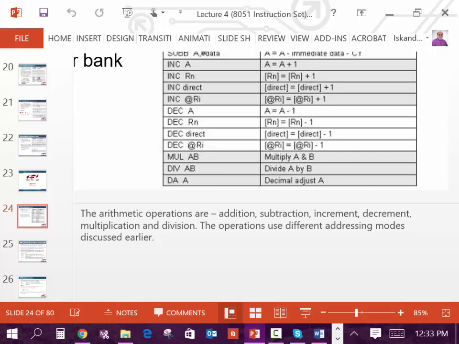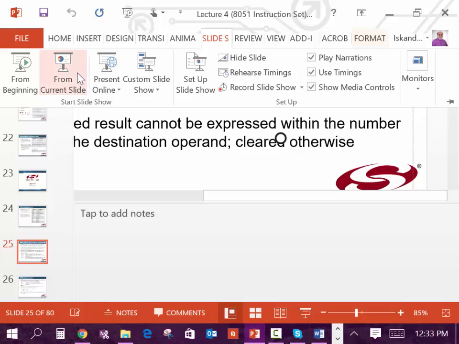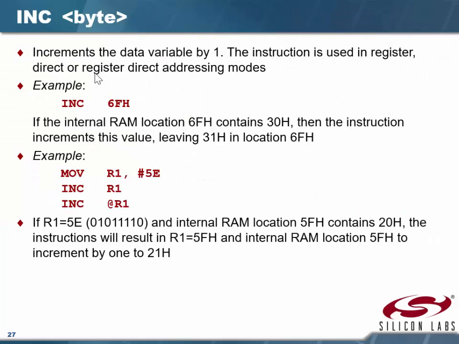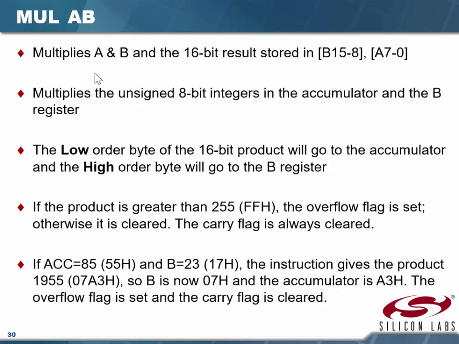If we look at the multiply command from the current slide, it multiplies A and B, and the result is stored in B and A at the end of the multiplication. The high order byte is in B, the low order byte is in A. This multiplies the accumulator and the B register. So the multiply command only can operate on A and B. You cannot use any other registers for that. That's a restriction of the instruction set of the 8051.